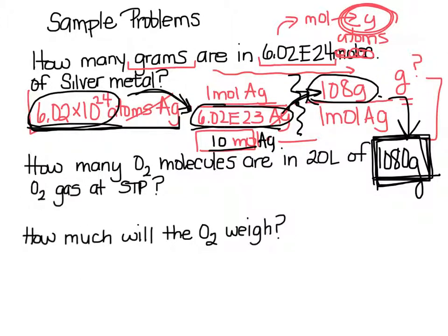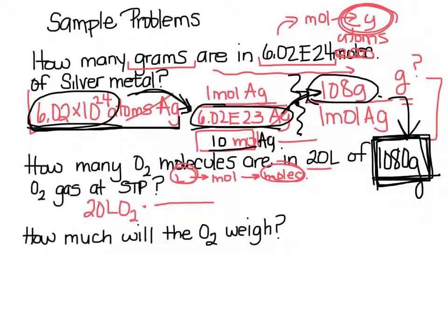So let's look at our second problem. It says, how many oxygen molecules are there in 20 liters of oxygen gas? Alright, so we're going to start with the one piece of information we were given, 20 liters of oxygen gas. First step, we've got to get to moles. So in this case, we're going from liters to moles, and they want to know molecules. We don't even need the periodic table for this, by the way, because the liter conversion and the molecule conversion are both constants.